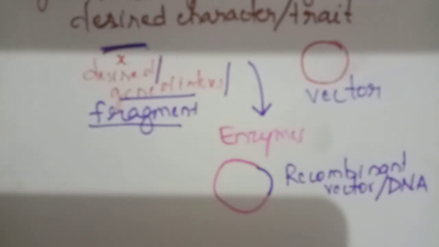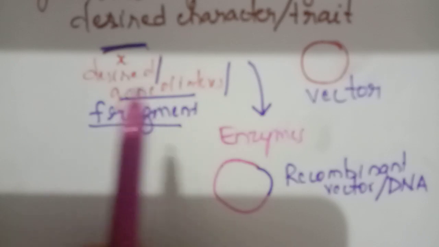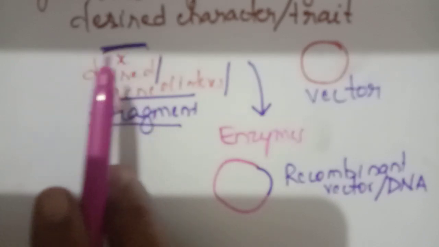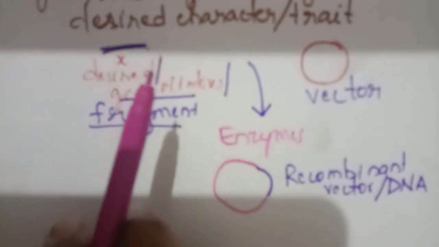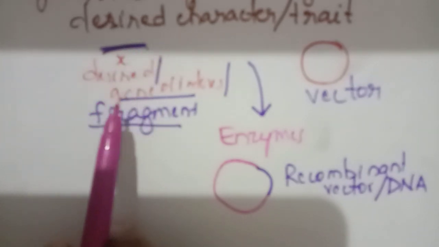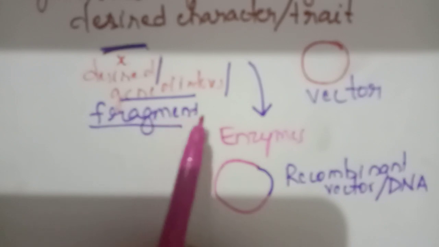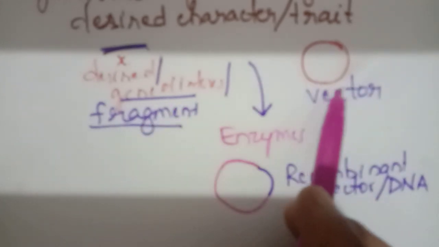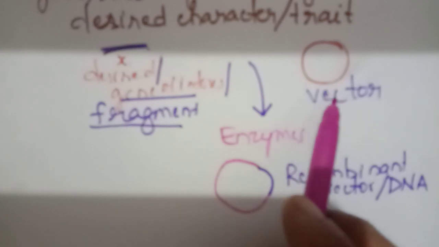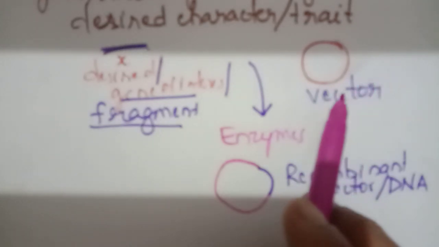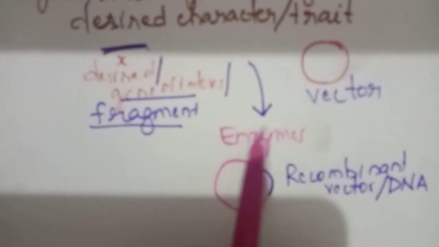So in the first step, we will isolate the gene or DNA of interest. First we will identify which gene we have to clone or which gene we have to engineer. So first we need to identify the desired gene or gene of interest or desired fragment of DNA. And then we will finalize which vector we want to use. A vector is nothing but a DNA molecule that is used to carry the gene of interest into the host cell.